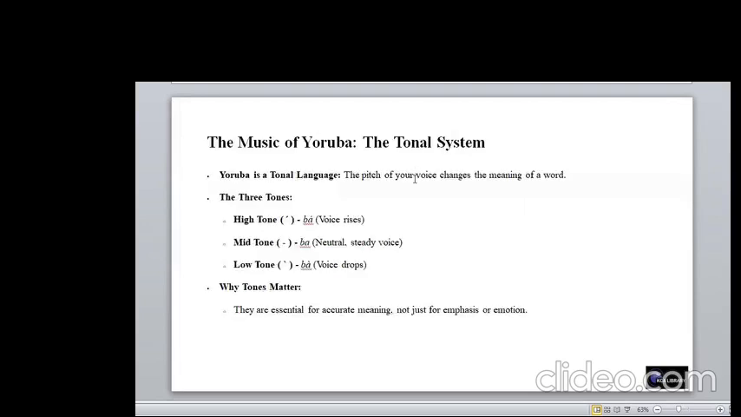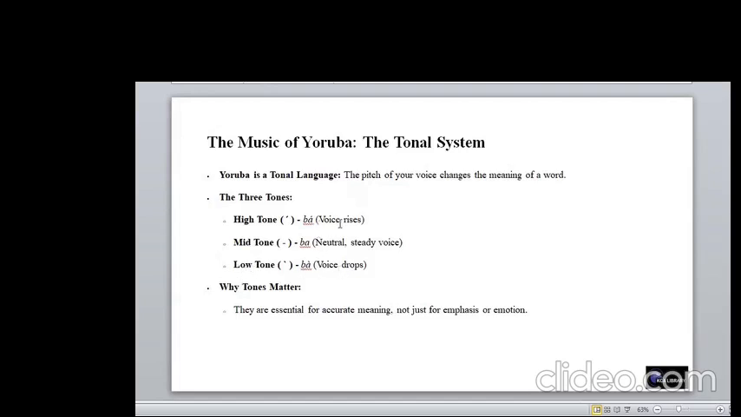The tonal system. Yoruba is a tonal language. The pitch of your voice changes the meaning of a word. The three tones include high tone, mid tone, low tone. High tone is called mi in Yoruba. Mid tone is re. Low tone is do.